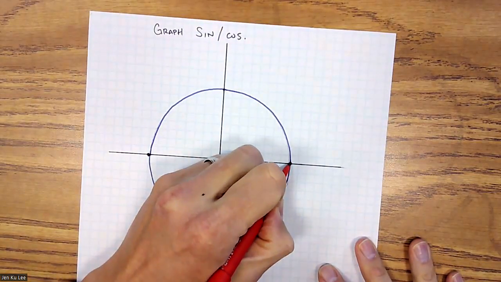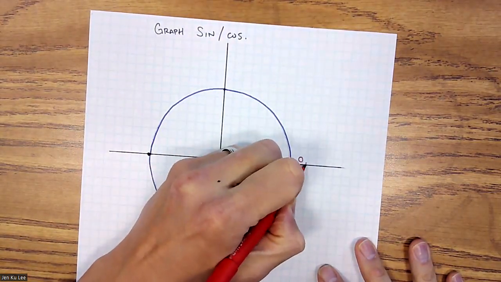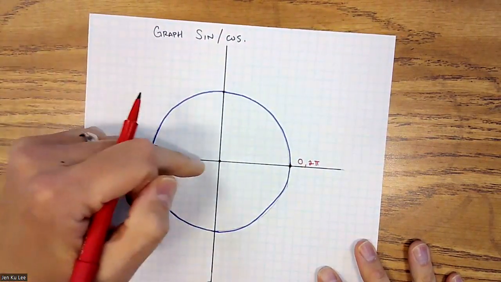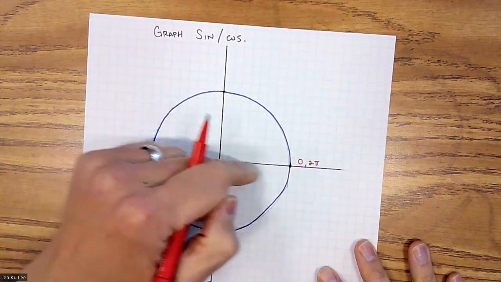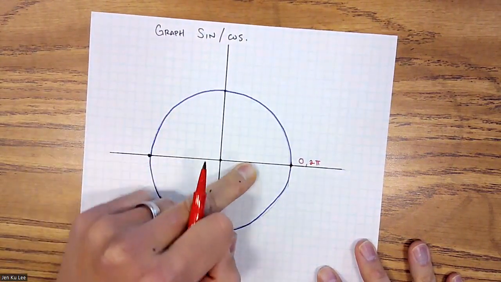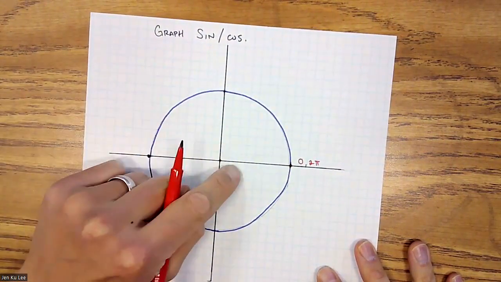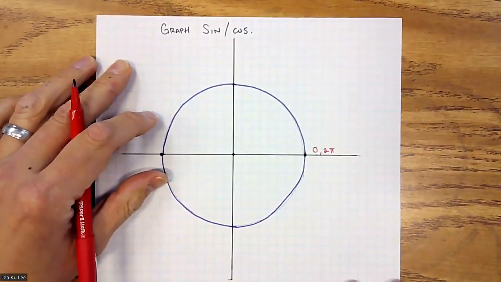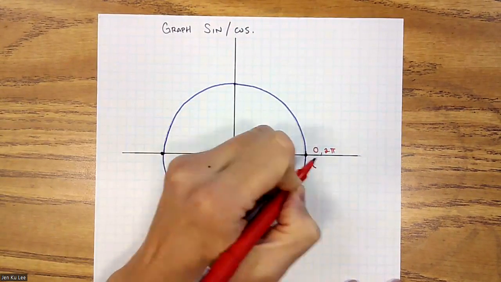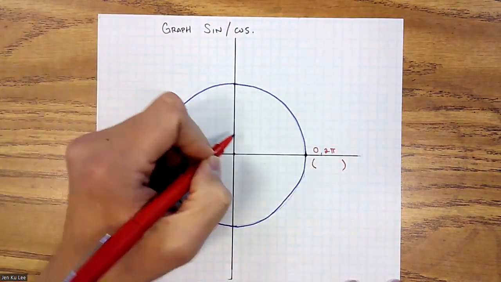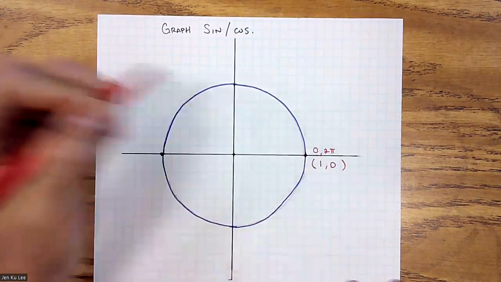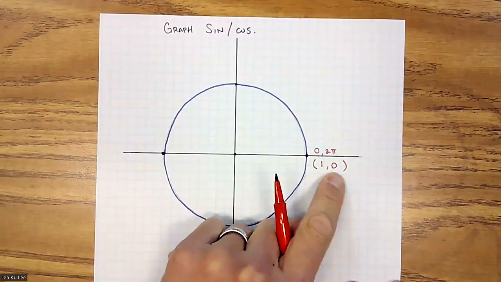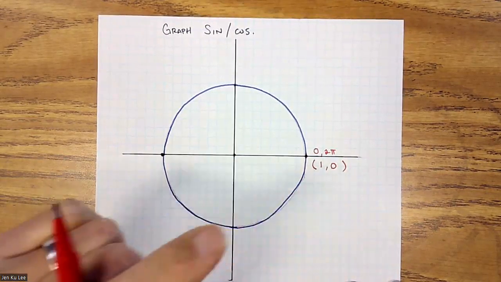And we know that this point here is at 0 and 2 pi, right? 0 degrees or 0 radians, and then 2 pi radians is one full circle, one full rotation around. And this point, if it's the unit circle, is (1, 0), correct? We also know that this is (cosine, sine) in the unit circle.